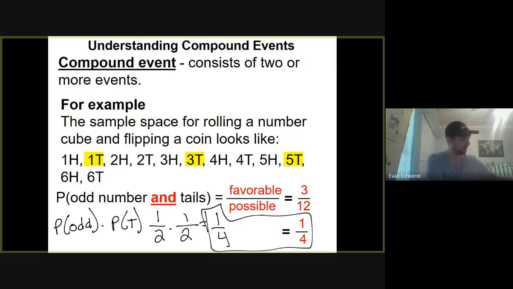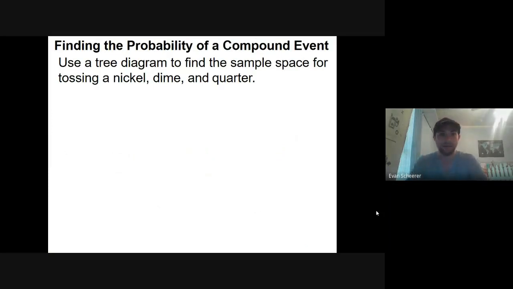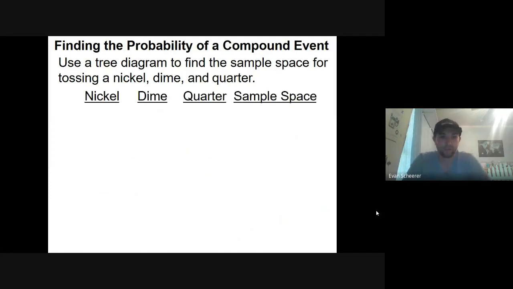All right, let's go ahead and go on to the next example. We want to find the probability of the compound event using a tree diagram to find the sample space for tossing a nickel, a dime, and a quarter. So first, if we're using a tree diagram, we need the nickel, the dime, and the quarter set up. So first, toss a nickel. What can you get? You can get heads or tails, right?